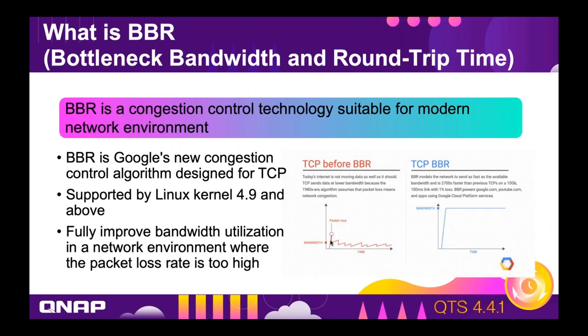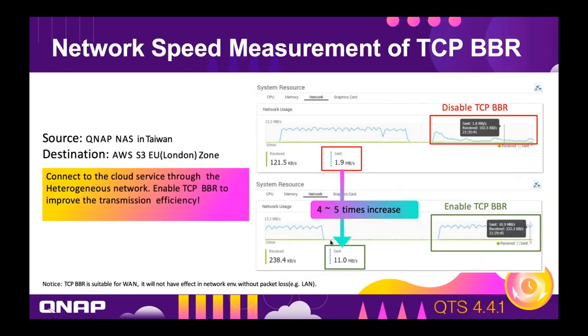Whenever it's a scenario where you have packet loss before you're at your max internet capacity, TCP BBR can help quite significantly. So we did a backup from Taiwan to London through the internet. And so this is a long distance.